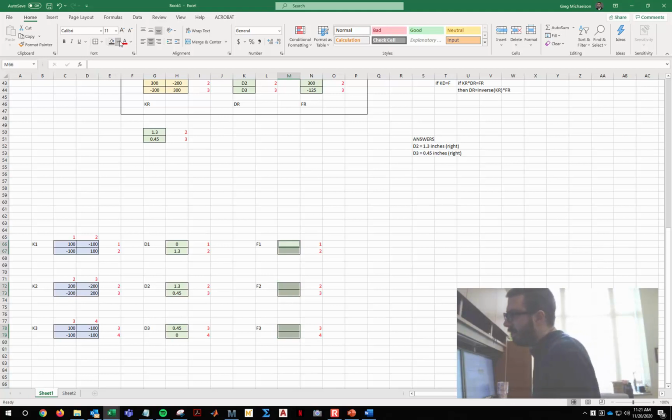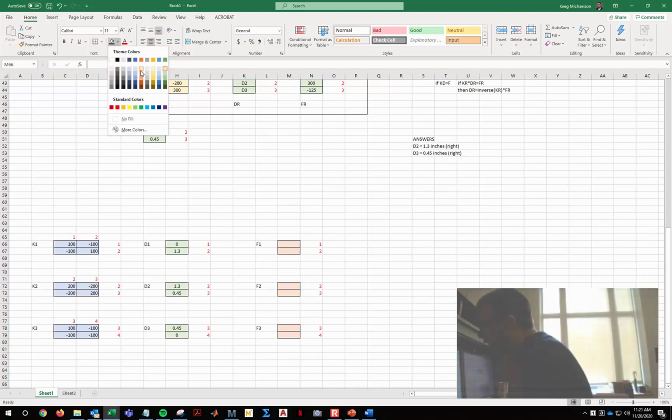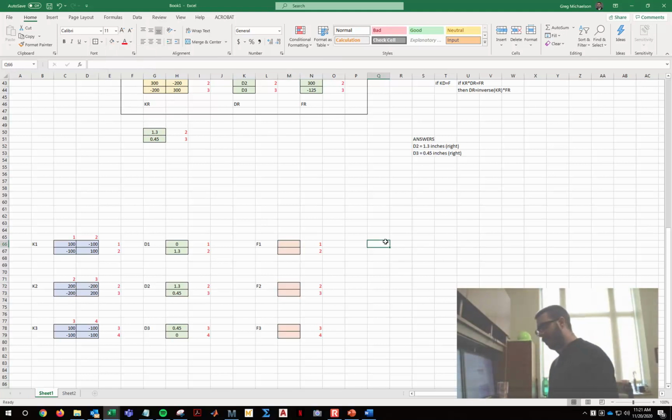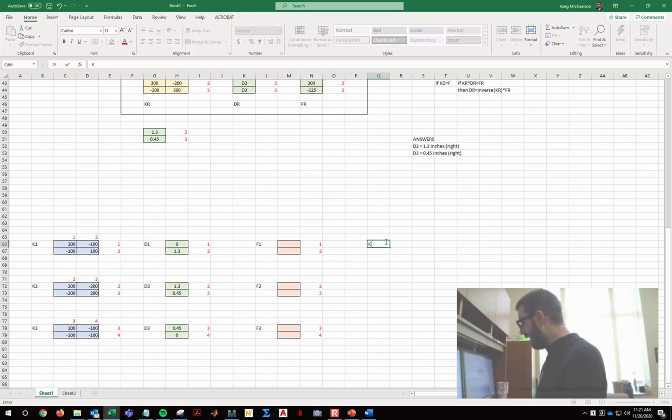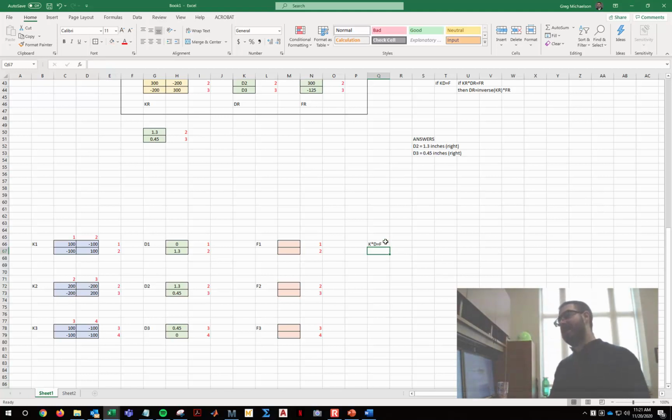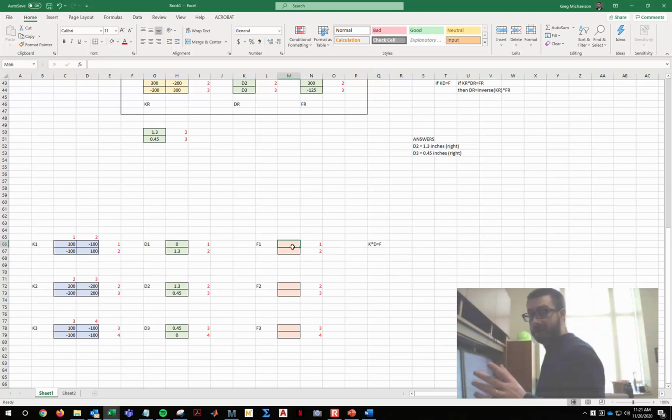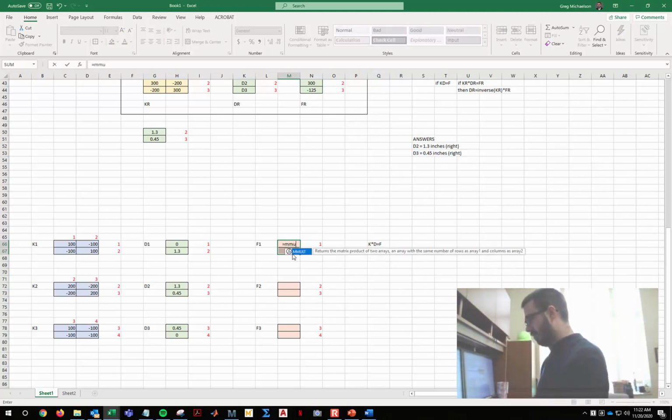Let's call those, I don't know, orange. Okay, so remember, our governing equation is K times D equals F, right? So I've got the K matrix, I've got the D vector, and so now to get the F vector, watch, just highlight equals matrix multiplication of this times that.